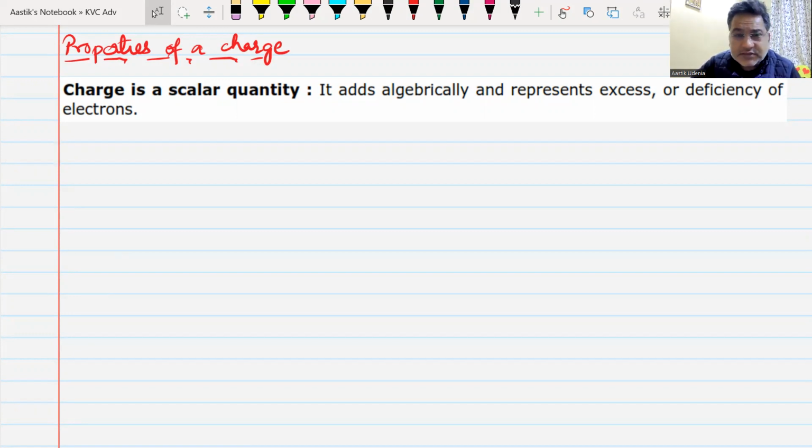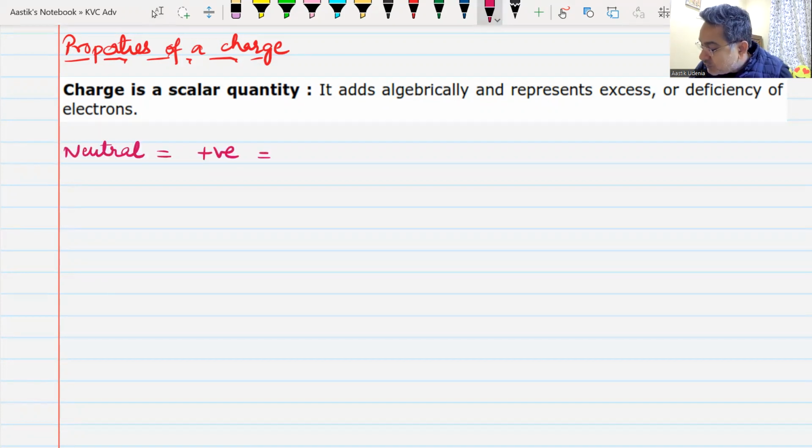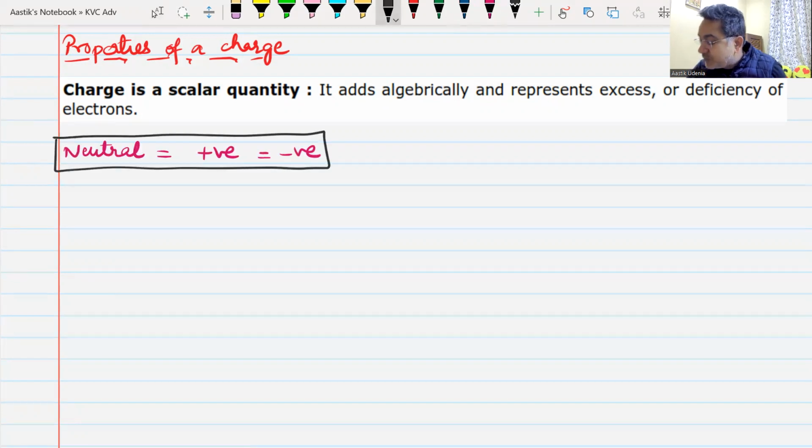How do you get a body charged? Every body is made of atoms. An atom is electrically neutral. What do you mean when I say a body is electrically neutral? Electrically neutral body means the net charge on the body is zero, that is, positive charge is equal to negative charge. It does not mean that the body does not have any charge. It means that the number of positive charges and the number of negative charges are equal.